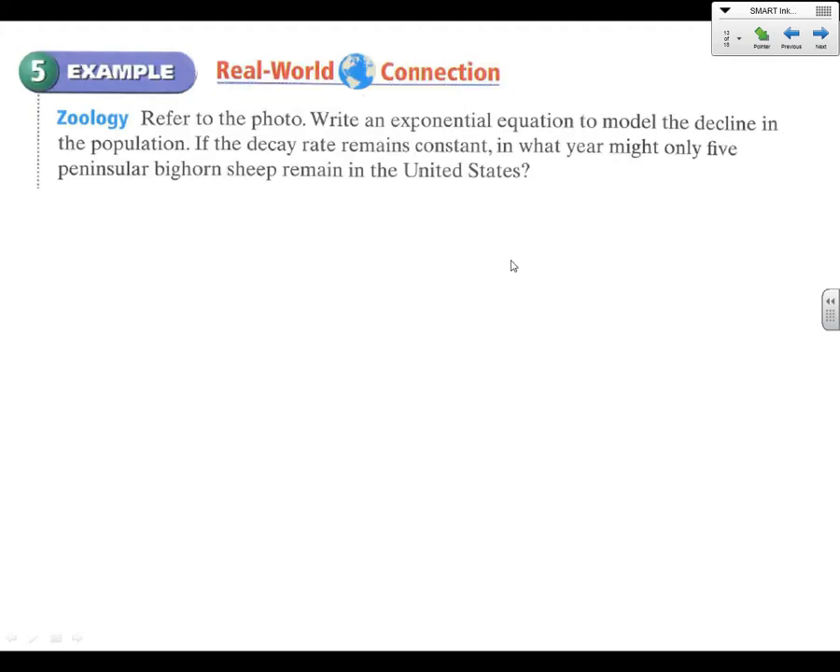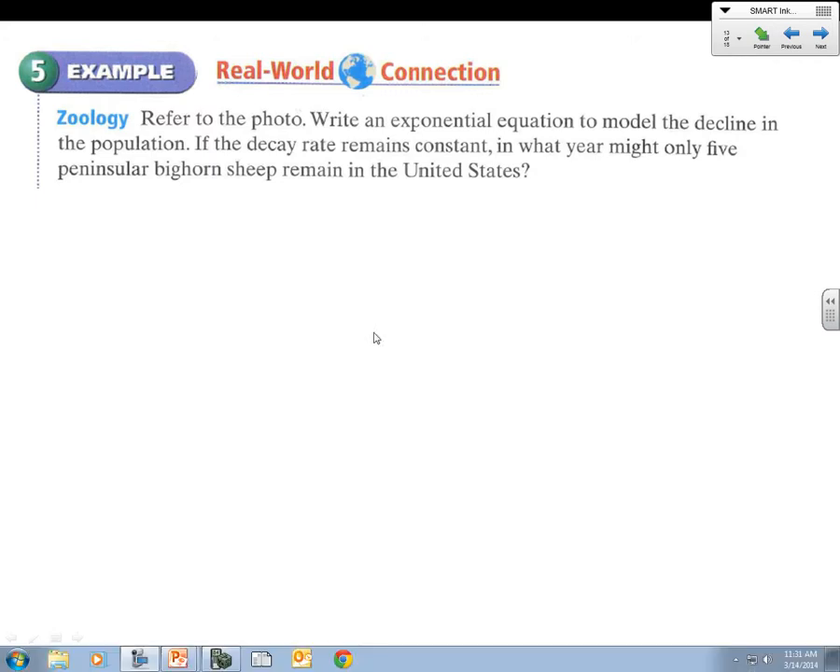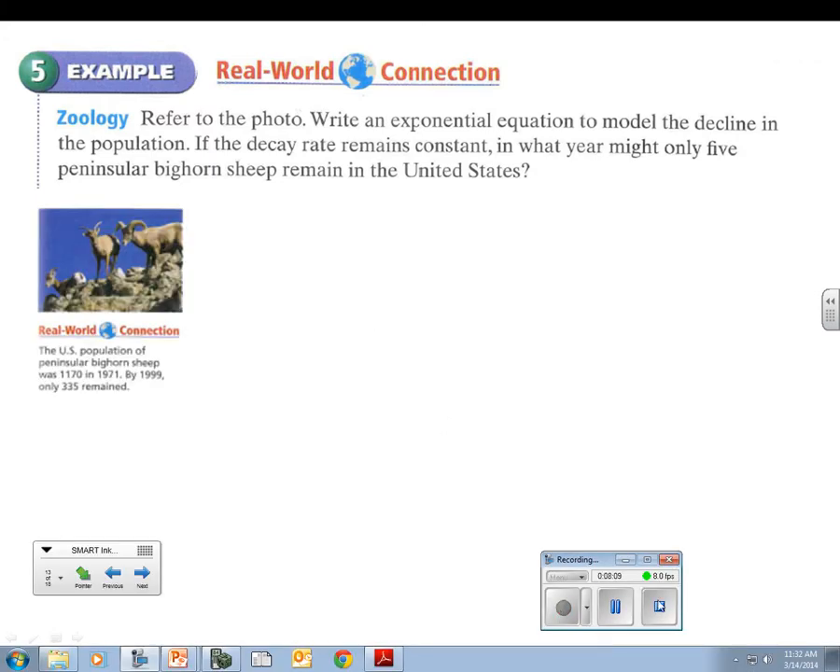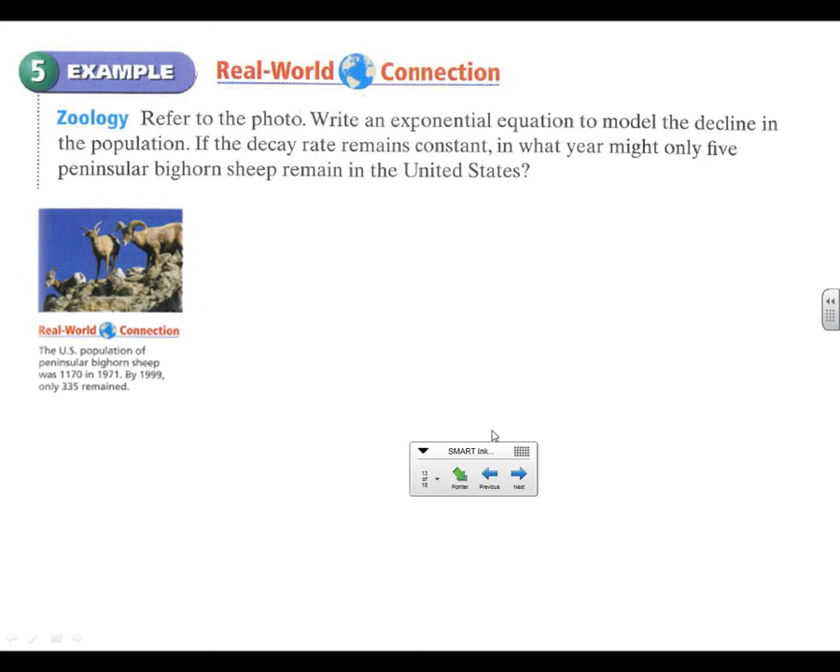All right, refer to the photo. I don't have the photo. Hold on a second. Let me go grab the photo for us. Okay, there we go. All right, so the photo, we've got ourselves some sheep here. We're looking at sheep populations. And here's the key. In 1971, there was 1,170 of them. And by 1999, only 335 remain.